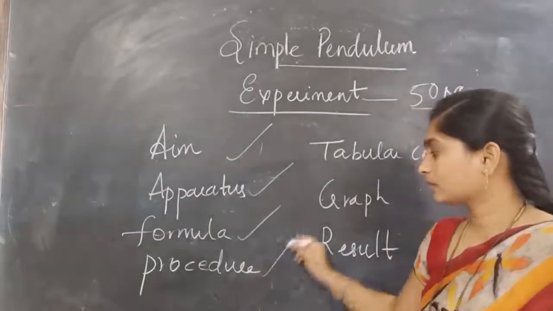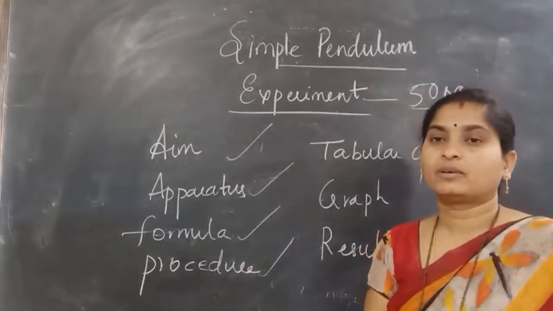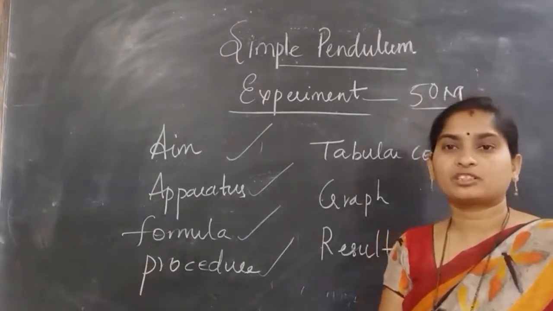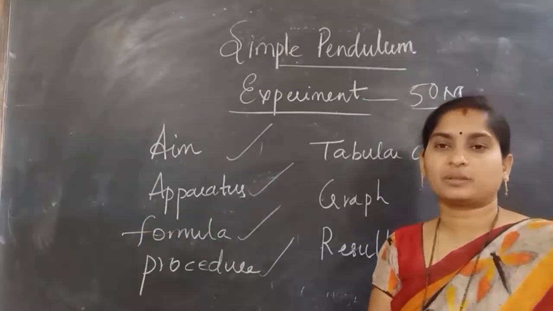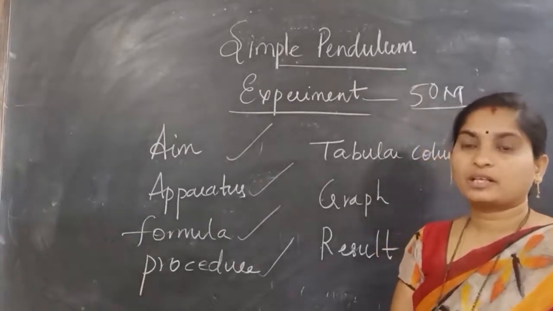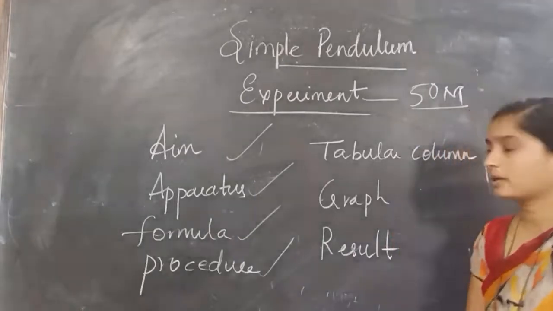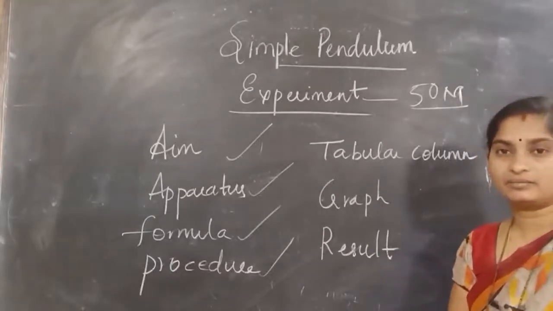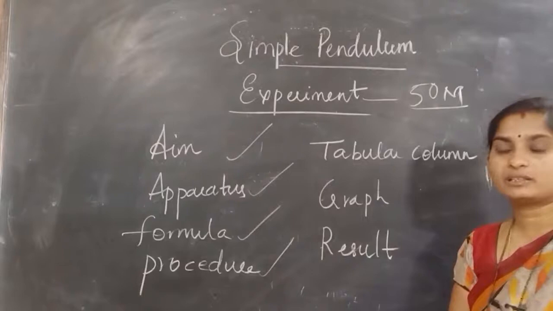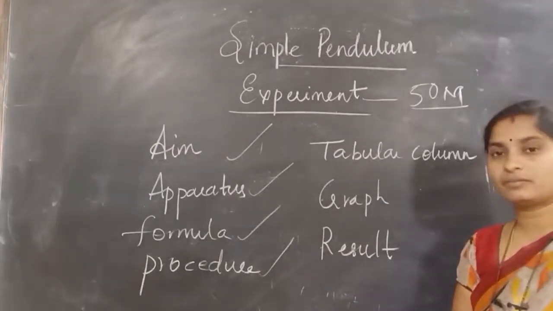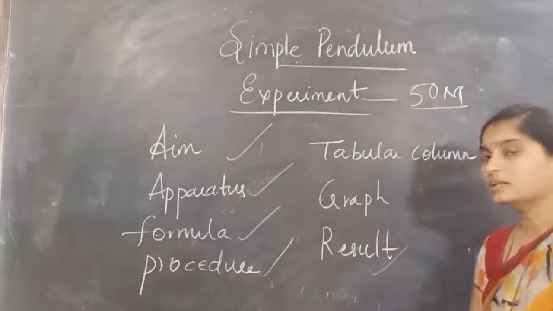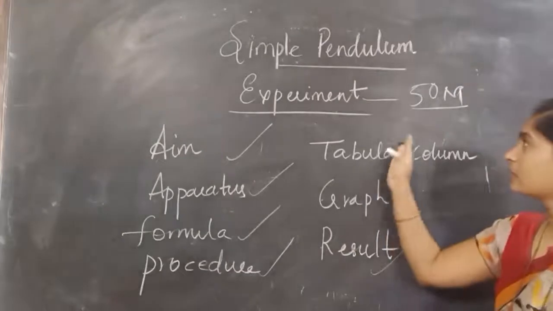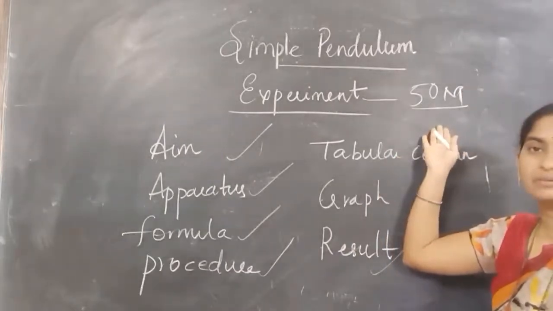Next, the procedure you are following for calculating the simple pendulum error estimation has to be written in 5 steps. Next, tabular columns. You have to write a tabular column on what you are calculating. Next, if you have any graphs related to that, you have to draw the graph. And finally, the last one is the result. So all these things are included and divided within these 15 marks.